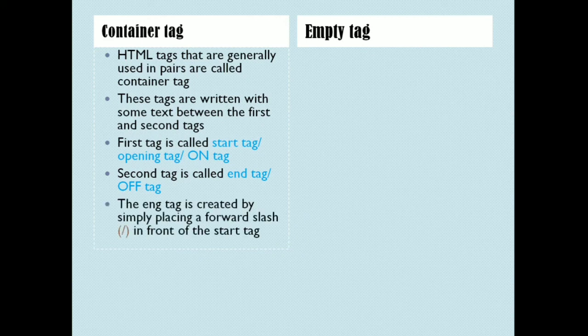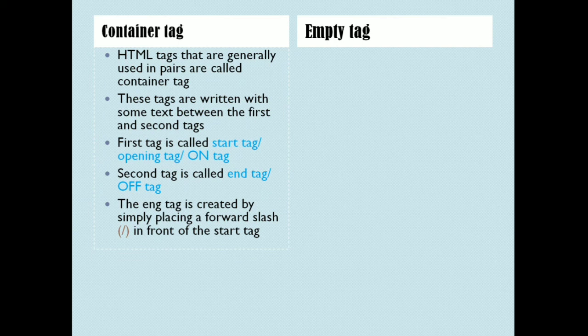The end tag is created by simply placing a forward slash in front of the start tag. So, the start tag and end tag look the same, but there is only one difference: for the opening tag there will not be any forward slash, but in the case of closing tag we can see a forward slash in front of the start tag name. Okay, so you have to keep in mind that for a container tag, two tags will be there. One is called opening tag and the second one is called closing tag.